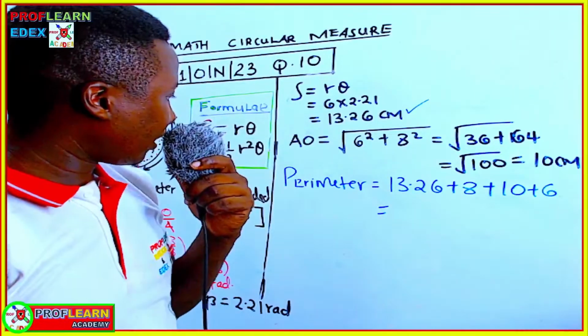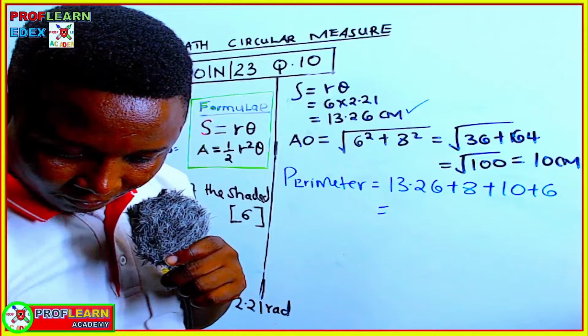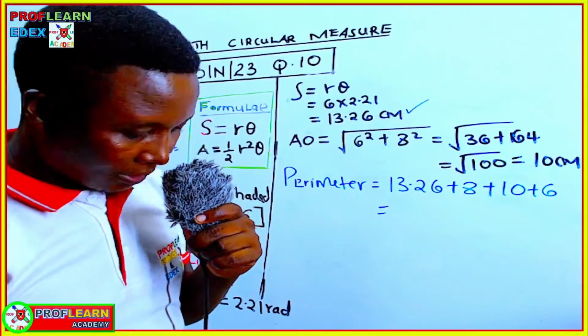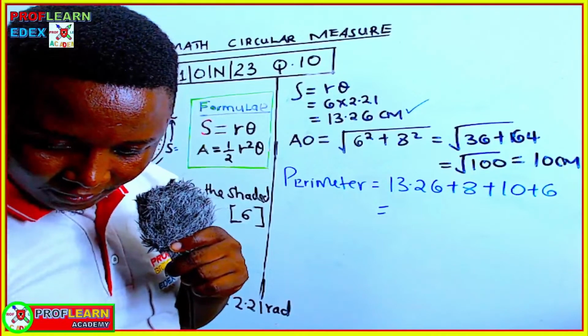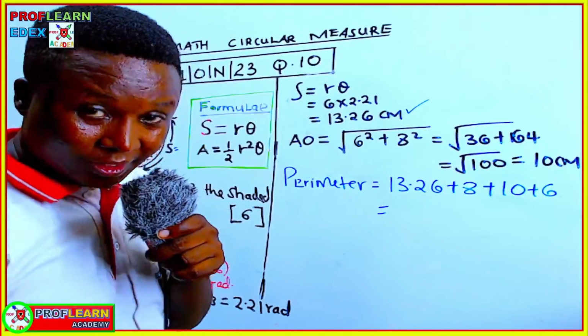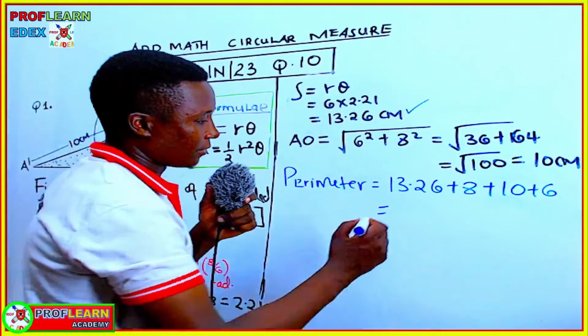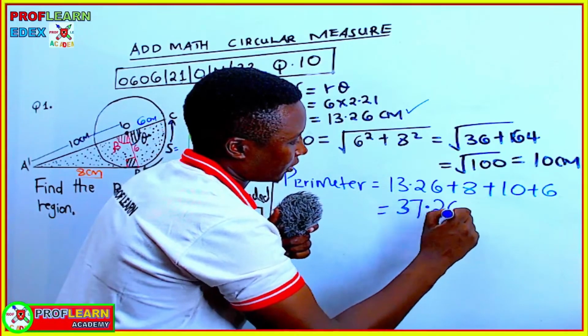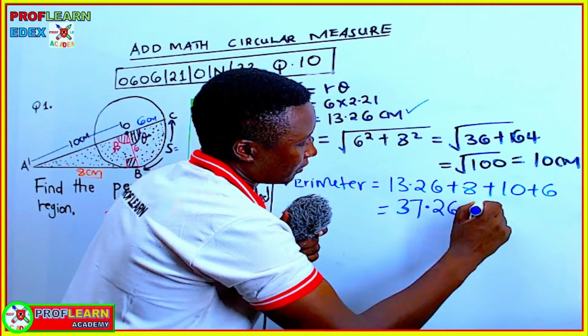So that is actually 13.26 plus 8 plus 6, then plus 10. I'm getting my value as 37.26. This is 37.26 centimeters as the perimeter.